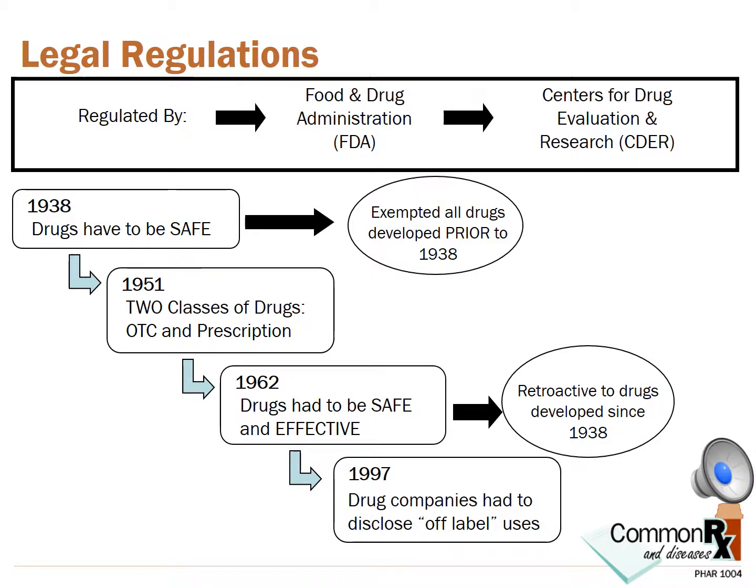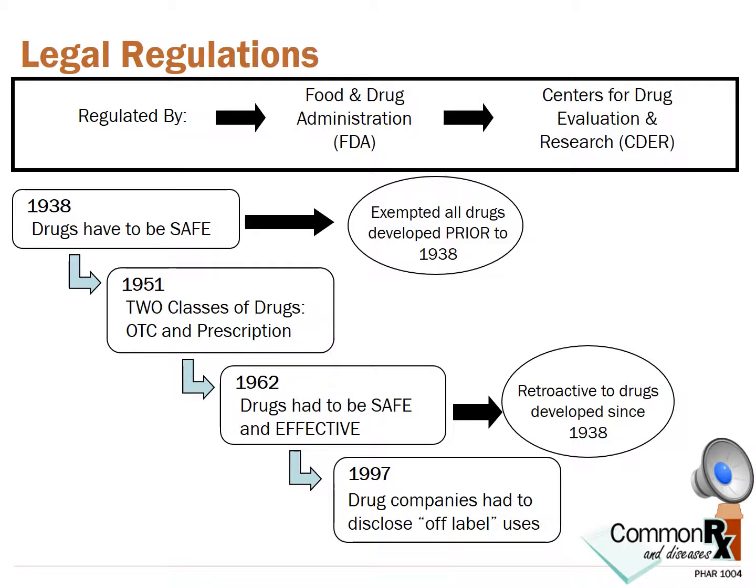In 1938, a law was passed requiring that all prescription drugs be proven safe before they are allowed on the market. Prior to 1938, there was no such regulation, and so drugs that were never proven to be safe were used in humans. That's how we ended up using medications like cocaine to treat teething in infants. All drugs that were developed prior to 1938 were grandfathered in to the old regulations.